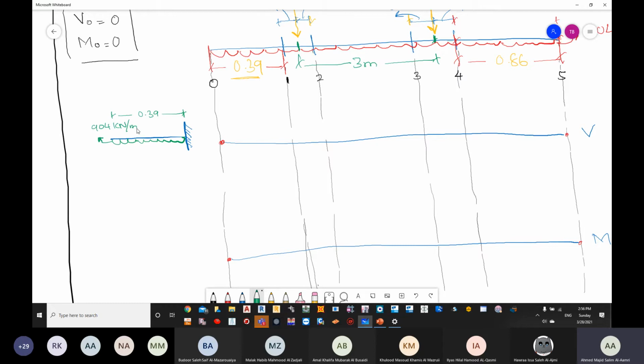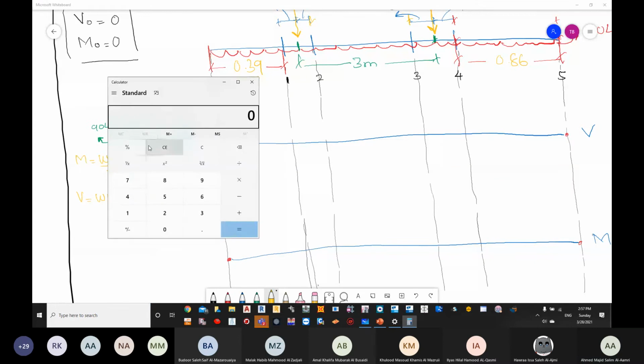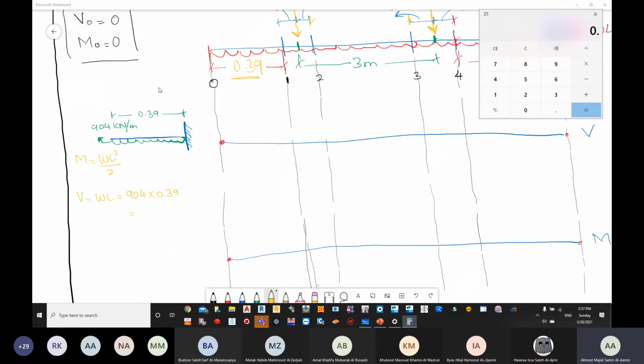Can you tell me how much is the bending moment for a cantilever? Bending moment for a cantilever is WL squared over 2 if it's a UDL, and shear force is equal to W into L, force into distance. Now, if we multiply 904 by 0.39, can you give me the shear force first? 904 multiplied by 0.39 will give you 352.56.